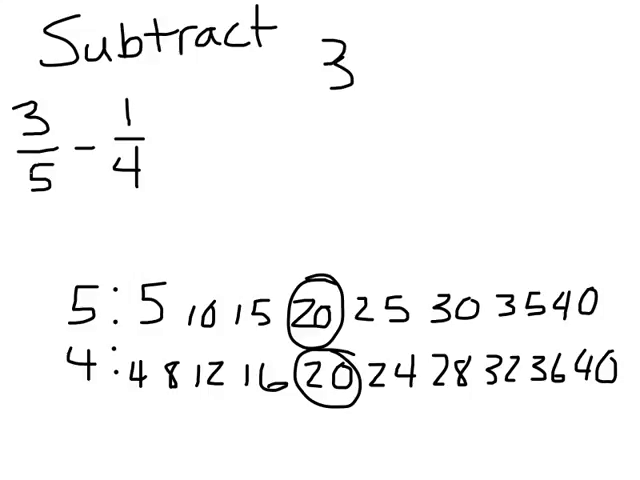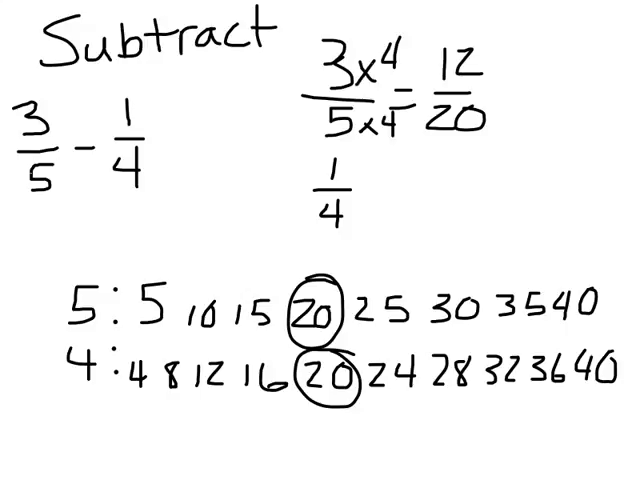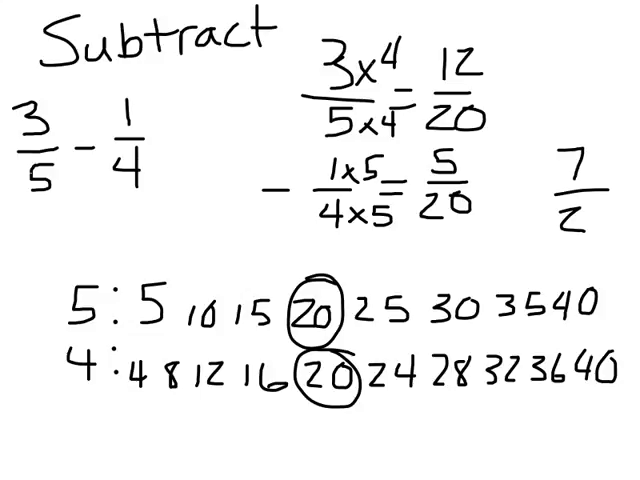Now I need to change each fraction so that the denominator is 20. When I change 3/5 so that the denominator is 20, what's the new numerator? Well, 5 times 4 is 20, 3 times 4 is 12. When I change 1/4 so that the denominator is 20, what's the new numerator? Well, 4 times 5 is 20, 1 times 5 is 5. So 1/4 is equal to 5/20. Now I can subtract 12/20 minus 5/20 is 7/20.